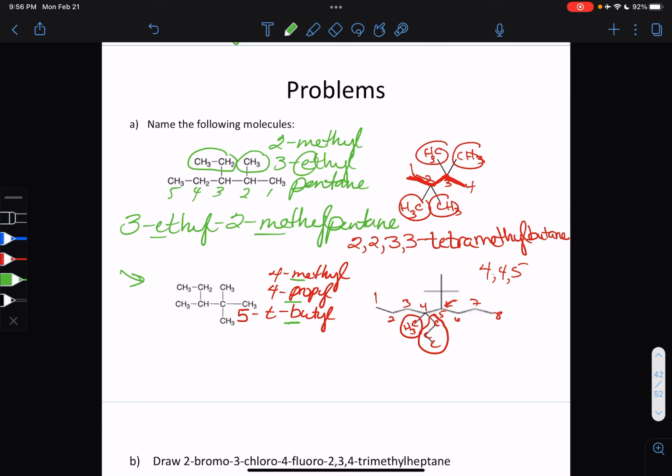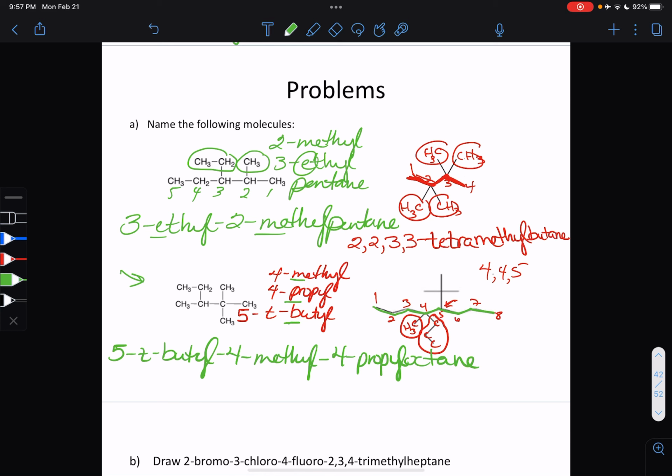Okay, so woohoo! T-butyl comes first. So we're going to do 5-T-butyl. And then what? And then M comes before P. So we're going to have 4-methyl. And then we're going to have a 4-propyl. Whew, and an 8-carbon parent chain is called what?